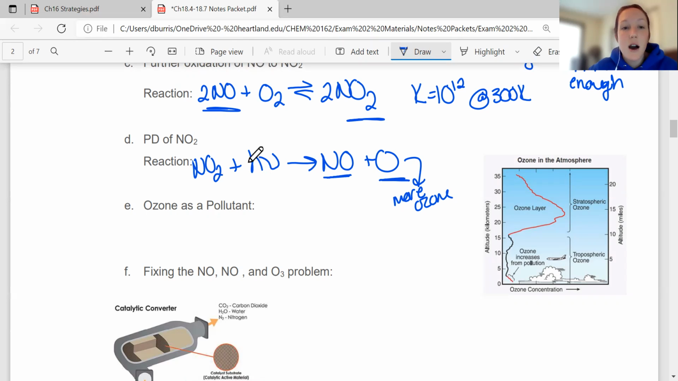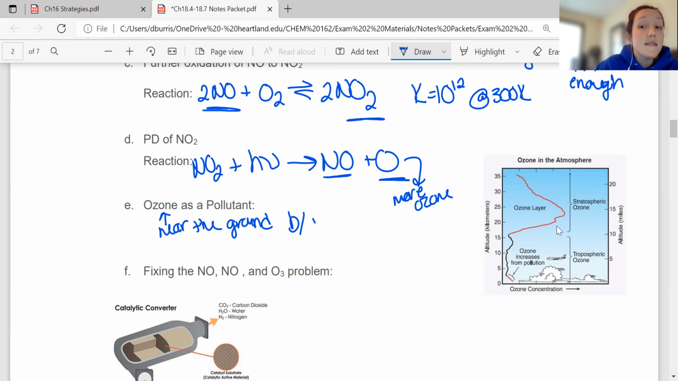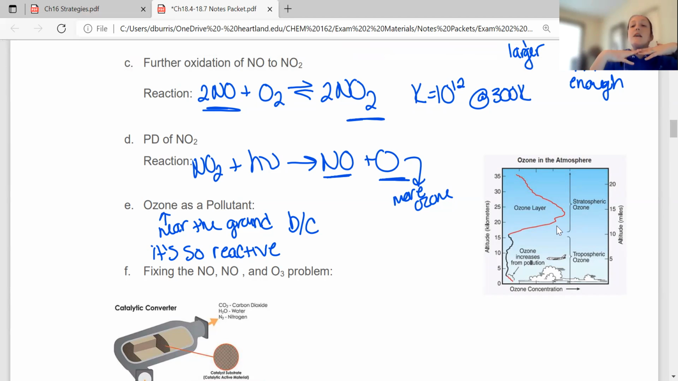Okay. So yeah, we're on page 6 of the ones that I posted online. So here we are. We got more ozone, which is great, but I was just talking about how ozone, when it's in the wrong spot in the troposphere instead of the stratosphere, it causes problems. So ozone as a pollutant. This is true near the ground because it's so reactive. Ozone is great to protect us because it reacts with all those rays coming in from the sun, so that not as many of them get through.